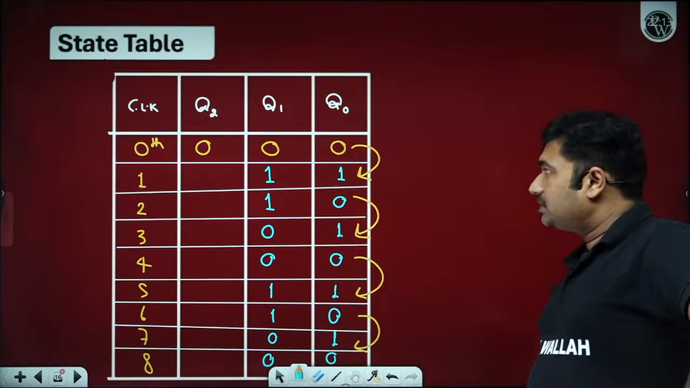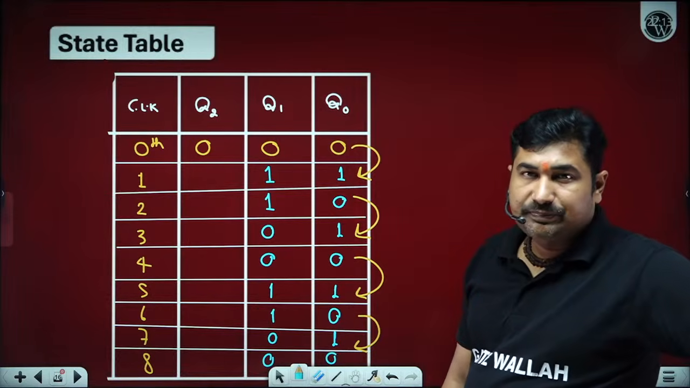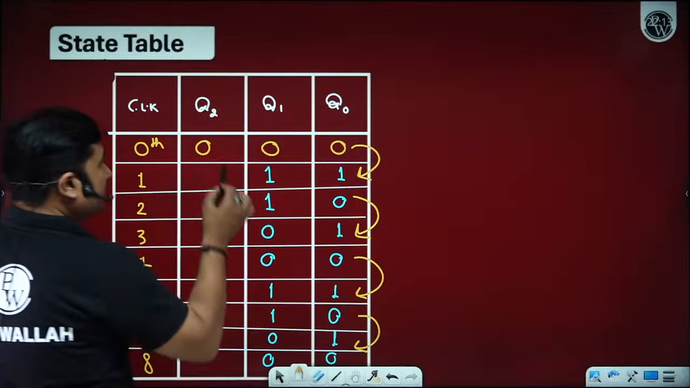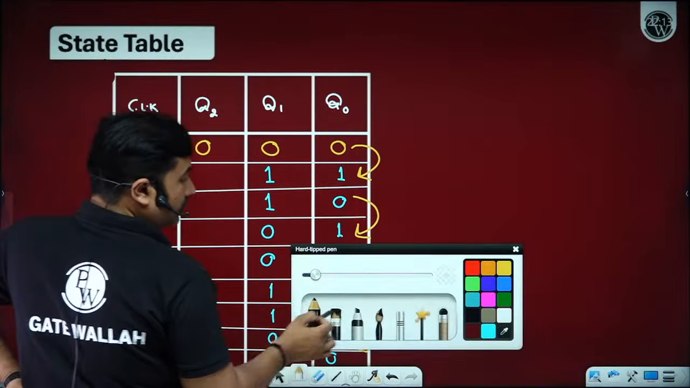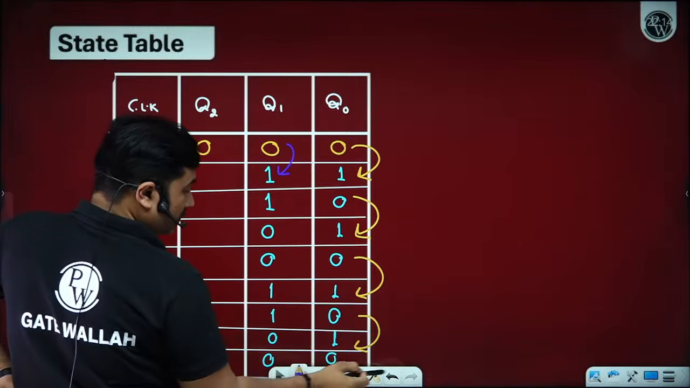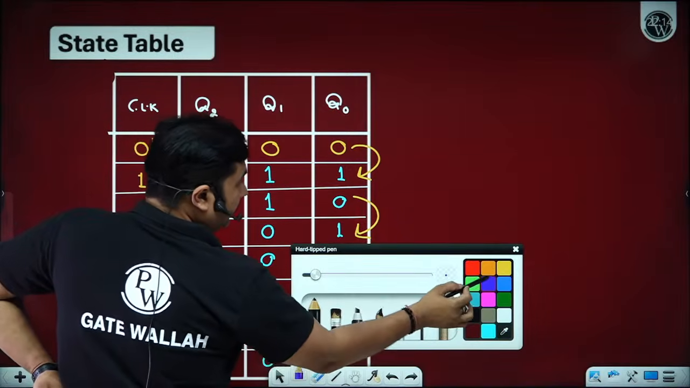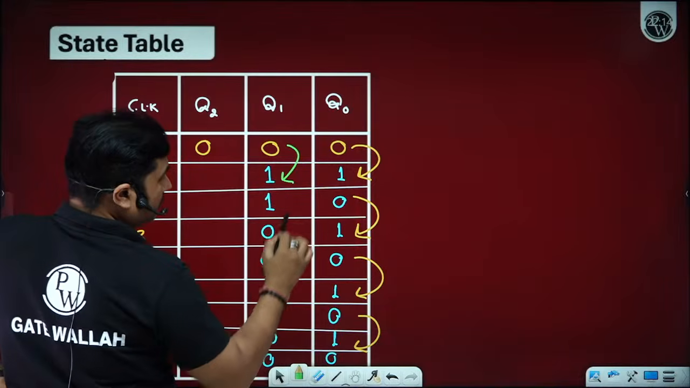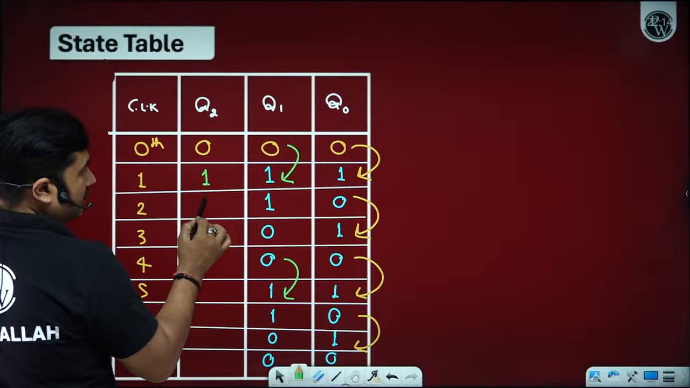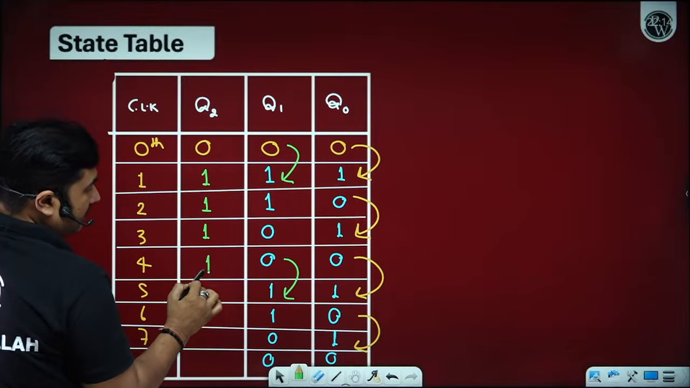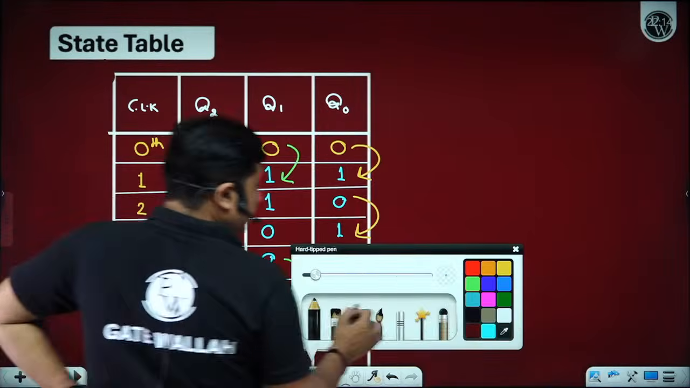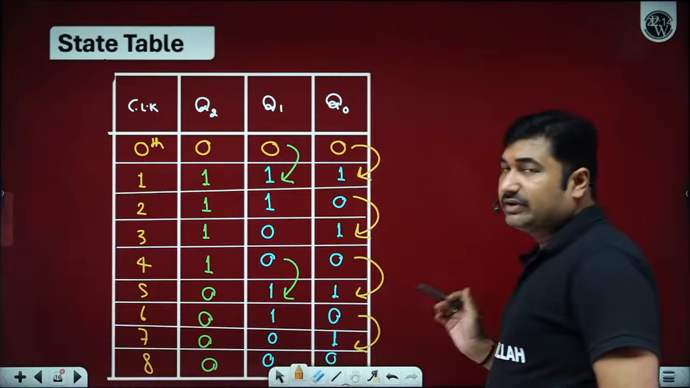Whenever Q0 changes from 0 to 1, Q1 toggles. Is it okay? Because the clock appeared onto the flip-flop. And in the same way, if we talk about Q2, then Q2 toggles whenever Q1 changes from 0 to 1. Okay, yes sir. So it toggles. It would remain the same unless it again changes from 0 to 1. Then again it toggles.